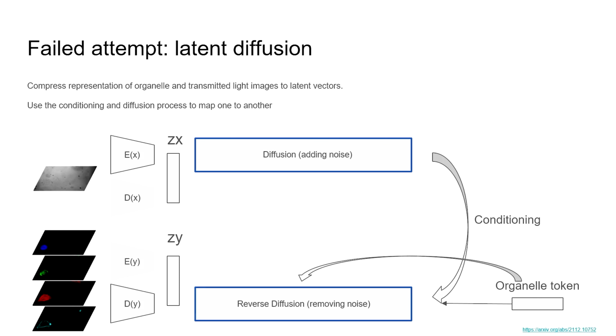So that brings me to my failed attempt, actually. The idea is that I embedded the transmitted light to a latent vector, and also did the same for the organelle channel, and through the diffusion process and organelle token conditioning generation, so reverse diffusion with token conditioning, I learned the mapping between the transmitted light image and the organelle distribution.